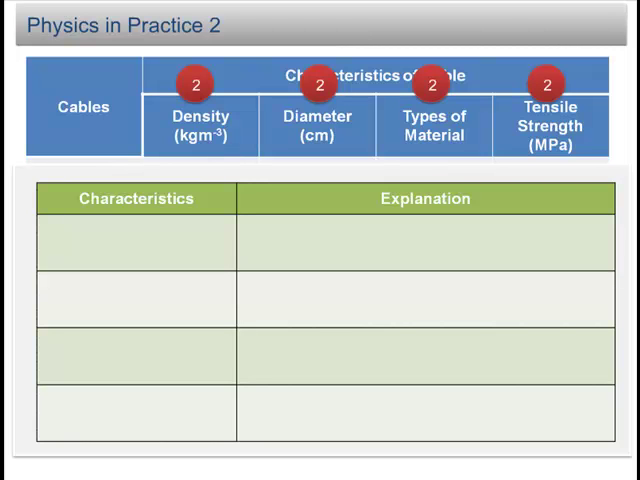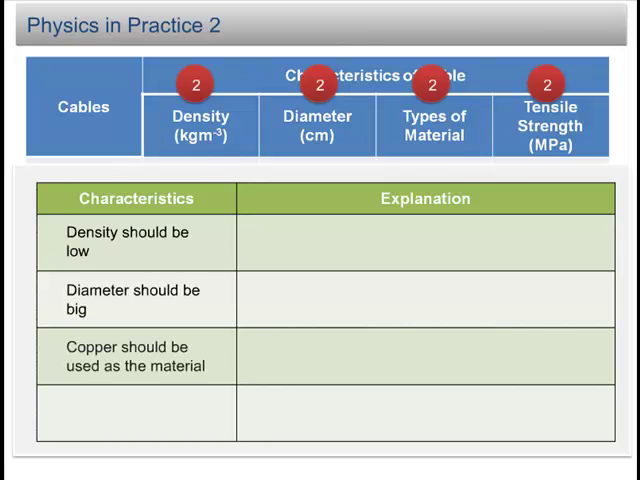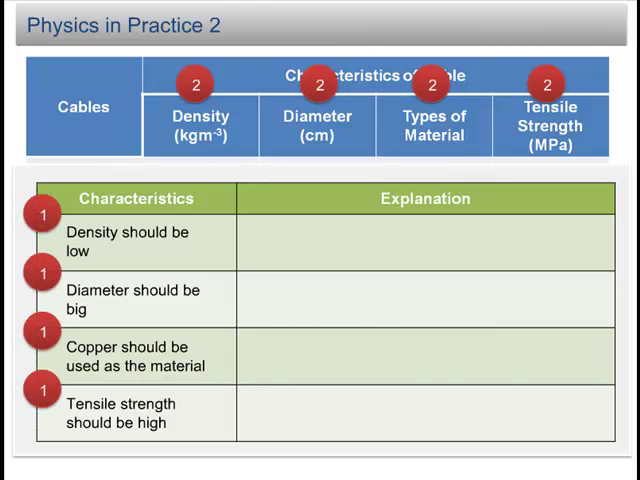So, the first thing you need to do is to tell the suitable characteristics. For example, for a transmission cable, the density should be low, the diameter should be big. For the material, copper should be used, and the tensile strength should be high. You will get 1 mark for each characteristic if the answer is correct. If you are not sure about the answer, you can make a guess. The chance that you will get it correct is 50%.